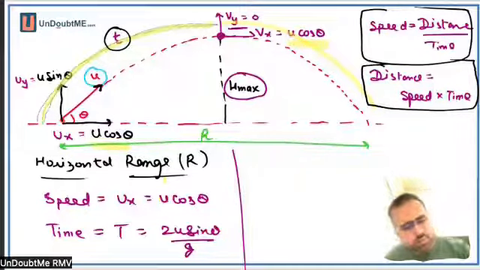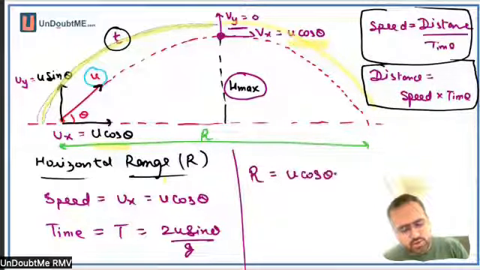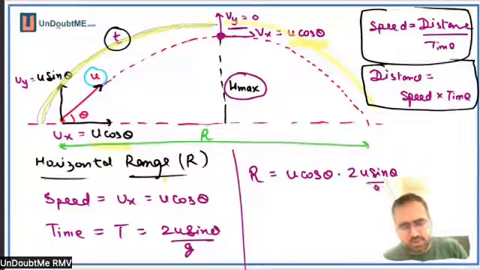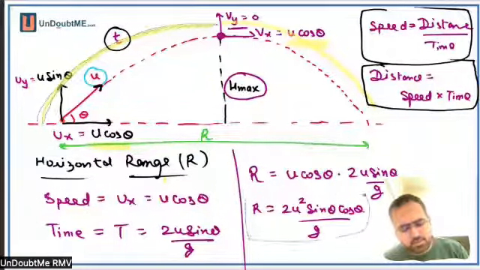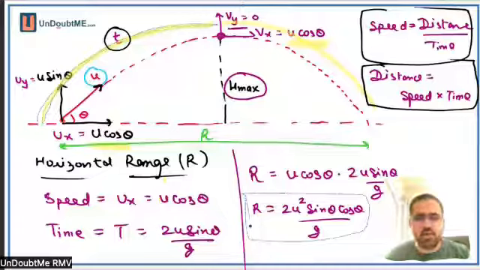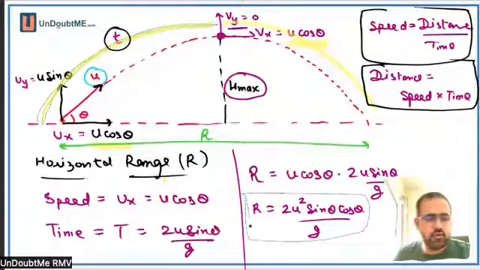Distance is equal to speed times time. Now, what is the distance over here? It will be range. Speed is how much? U cos theta. Time is how much? 2u sine theta by g. So exactly my range is 2u square sine theta cos theta by g. None of the formulas you need to remember, but just try to understand the steps of how we are getting to these formulas. They will be helpful in solving questions.